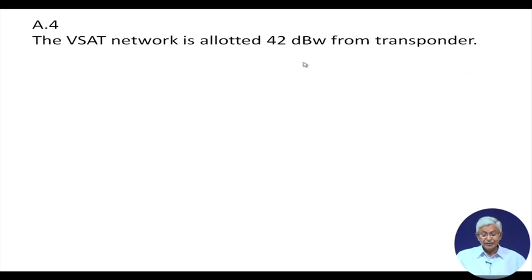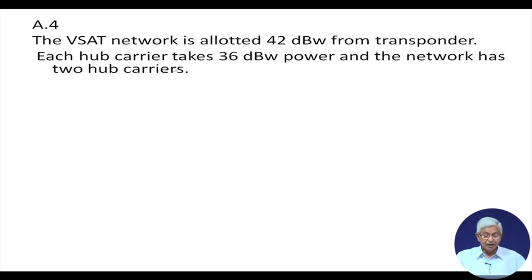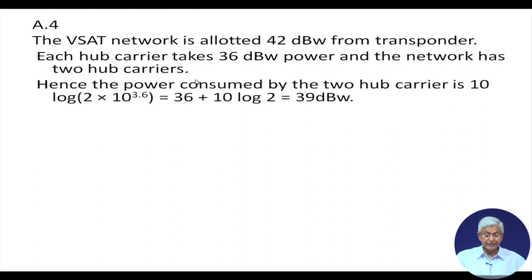The VSAT network is allotted 42 dBW from the transponder. Do not worry about the backoff etc. The transponder operator knows what backoff has to be given, and they have already allotted 42 dBW so that you can operate, and this is only power, bandwidth is not given here. Each hub carrier takes 36 dBW power and the network has 2 hub carriers. So, 36 dBW, 2 of them, 3 dB more, so it becomes 39 dBW which the hub carriers will take together.